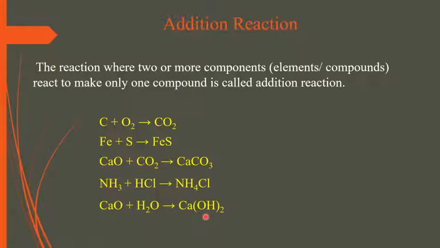In this way, when only one compound is produced by the reaction of either two elements or two compounds or one element and one compound, all these reactions are called addition reaction. How will you determine addition reaction? By seeing the product, because on the product side there will be only one compound produced.